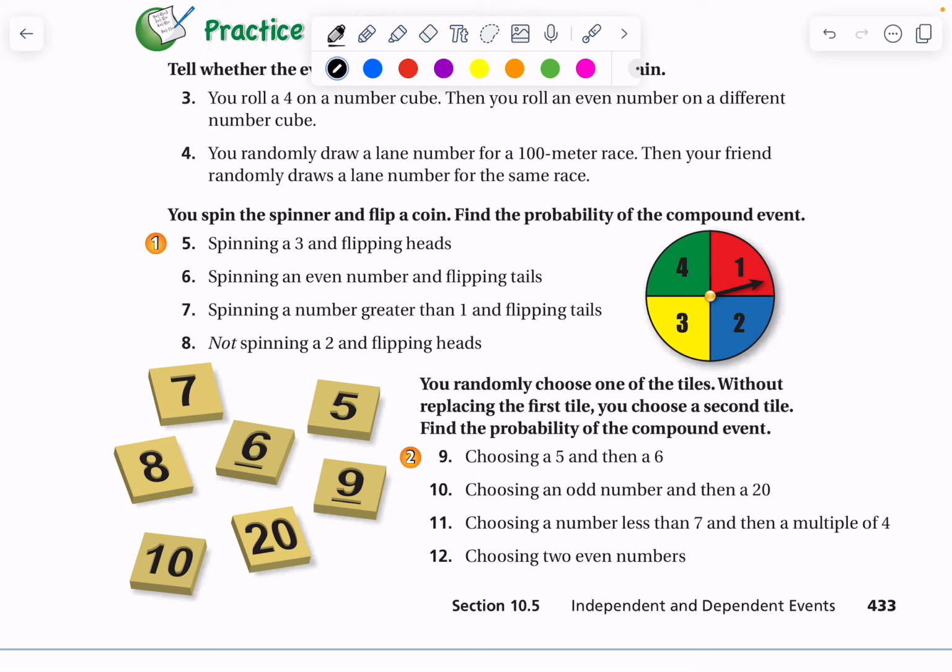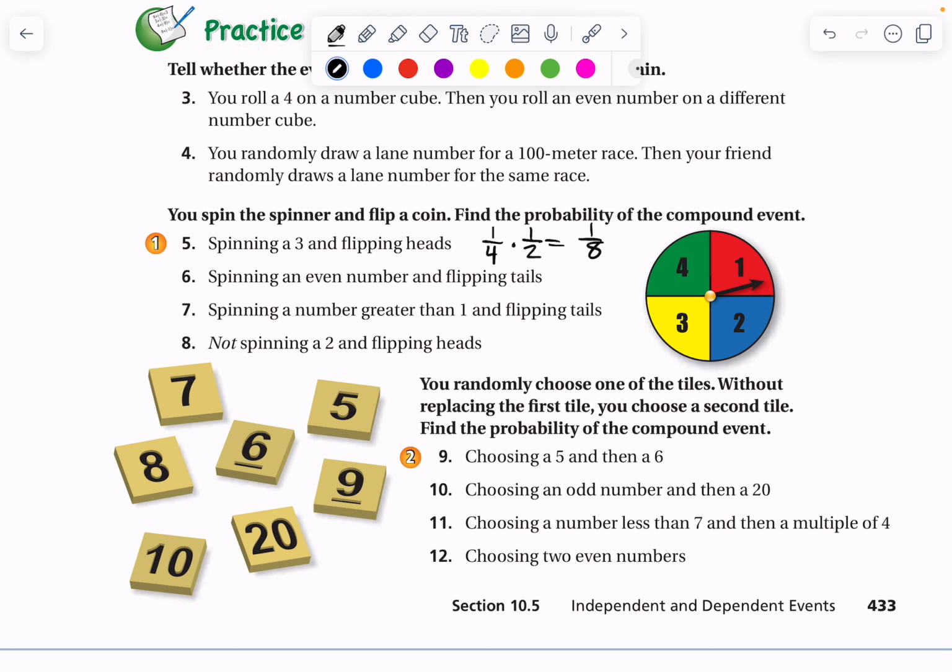If we look at number 5 here, it says spinning a 3 and flipping heads. So we're spinning a spinner and flipping a coin. Find the probability of the compound event. First of all, it's always good to notice if it's an independent or dependent event. In this case, because I'm spinning a spinner and flipping a coin, and those are two completely unrelated events, these are independent events. The probability that I would spin a 3 on my spinner is 1/4. The probability that I would flip heads on a coin is 1/2. And if I multiply those together, I get 1/8.